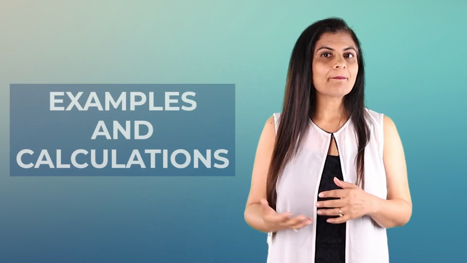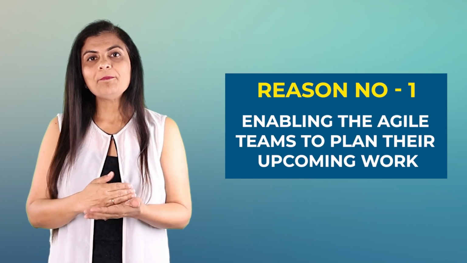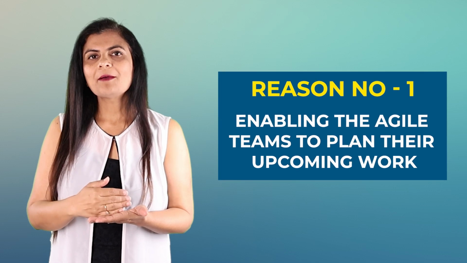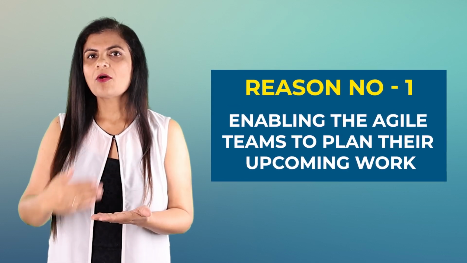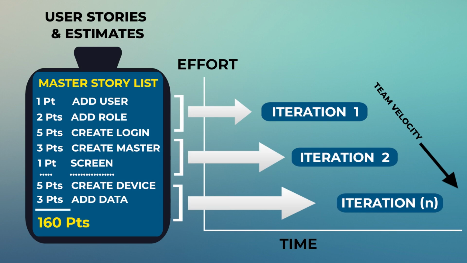Now let's understand all these 3 points in a little bit more detail, and I would like to take some examples, or do some calculations to understand these 3 major reasons. So first is to help you plan the upcoming work in the sprints or in the releases. In the example shown on your screen, this is a product backlog. It has a total of 160 points, so the total story points in the product backlog is 160.